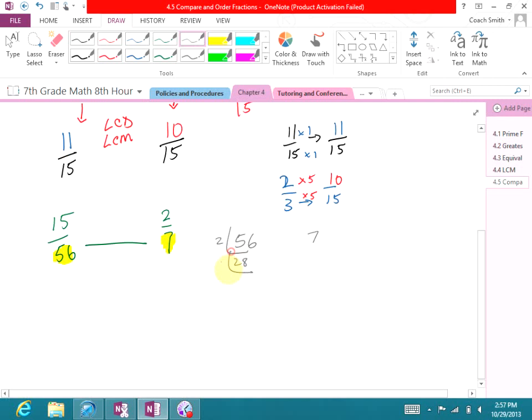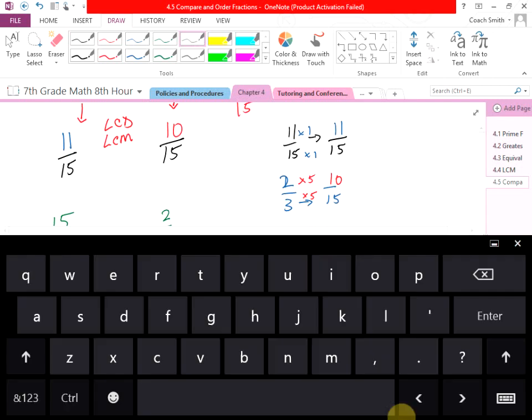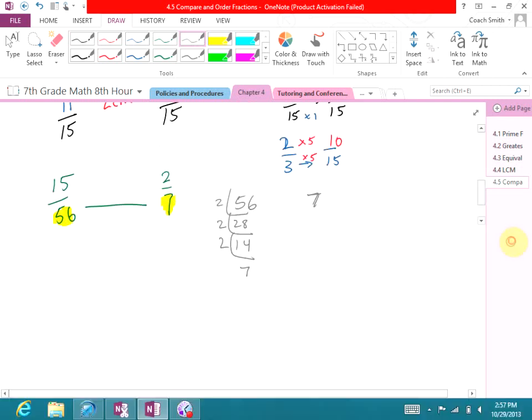56 is 2 times 28, 2 times 14, 2 times 7. Well, 7's already prime, so I don't have to prime factor it. I just bring it down. So I have 7, and I have 2 to the third times 7.